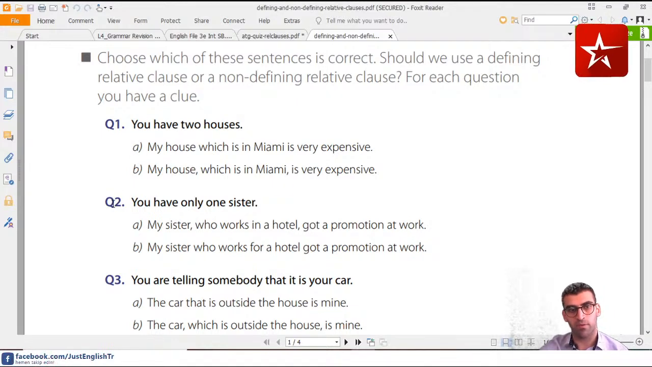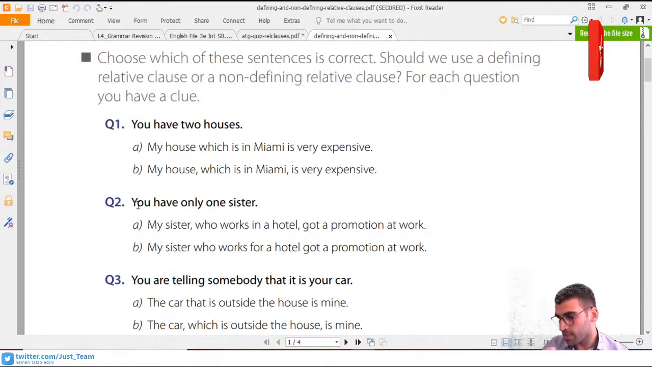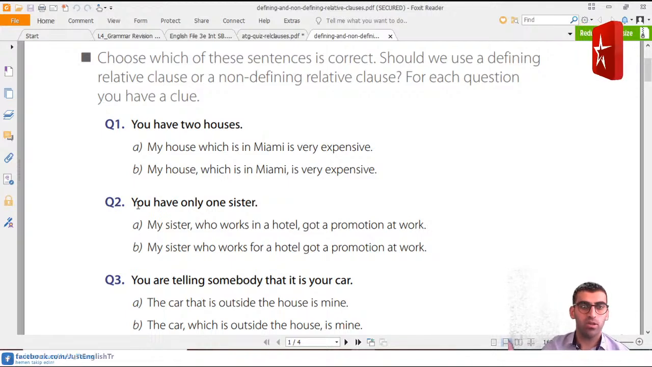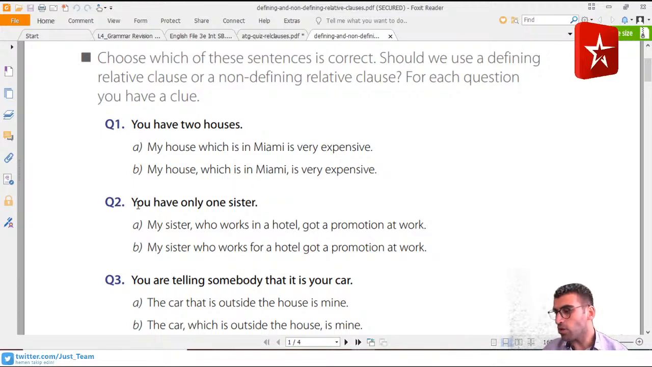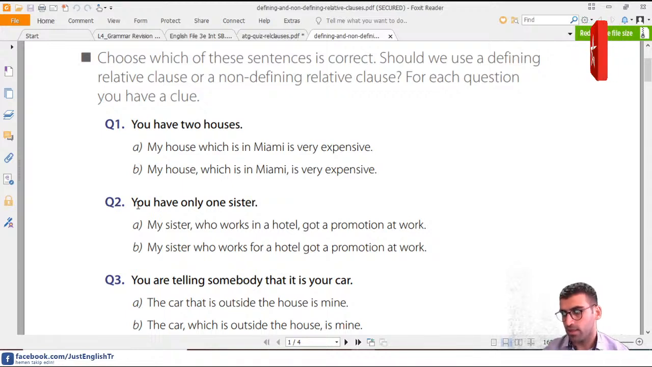But question number 2: you have only one sister. Because I have one sister. Yes, you have only one sister. A, my sister who works in a hotel got a promotion at work. Or B, my sister, who works for a hotel, got a promotion at work. A or B, comma or without comma. Which one is correct? Number 2.